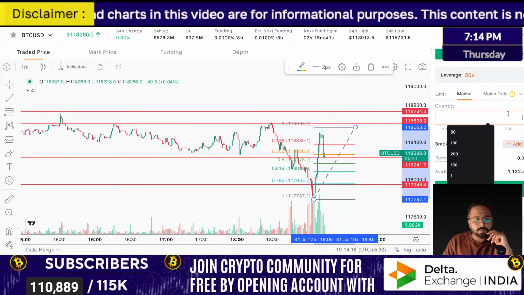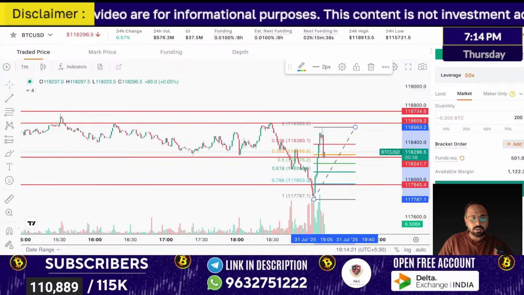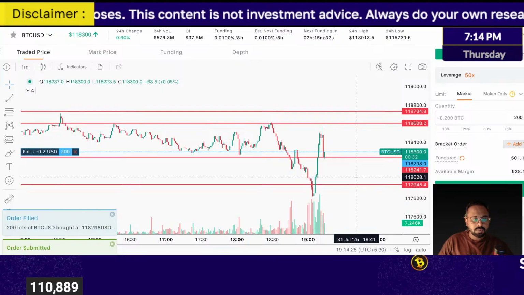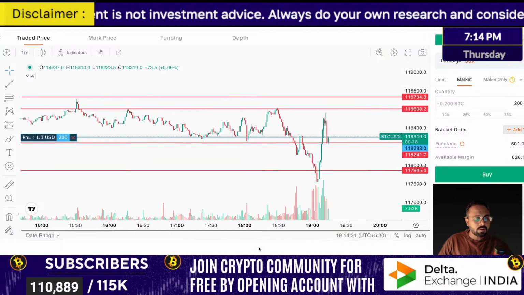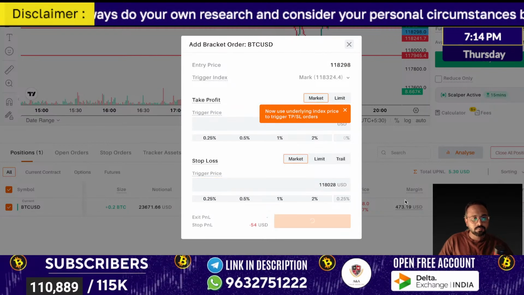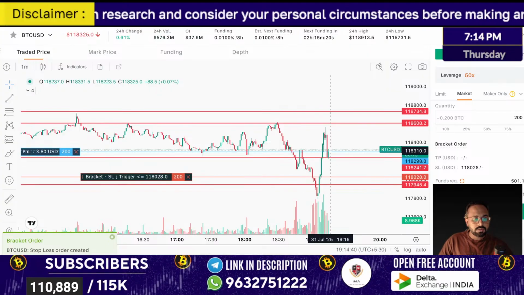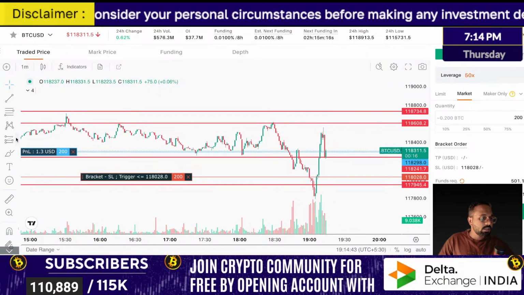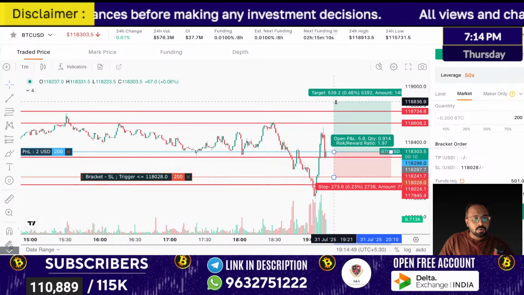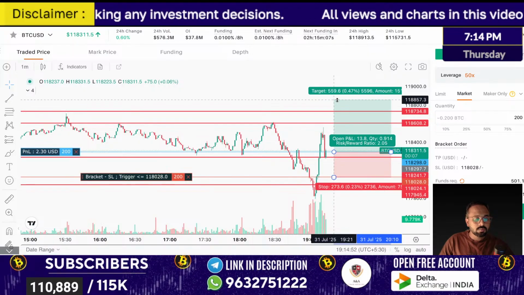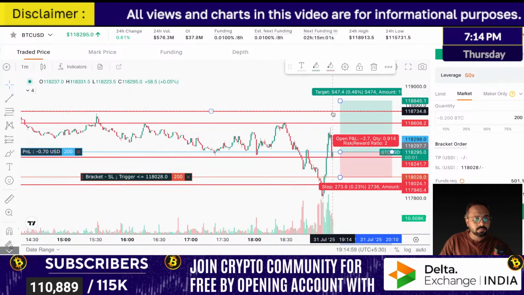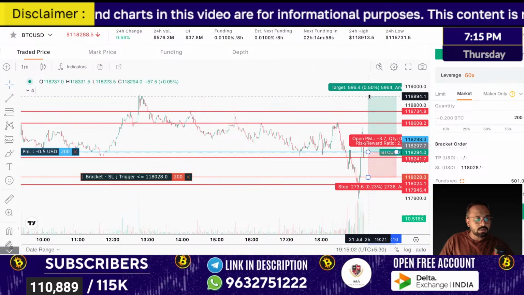382 level is a nice area. I will try now. Okay, placing a buy order here. So this is the level. Stop loss here. Okay, entry here, stop loss here, target 1:2. First I'll try for 1:2 up to this zone. Okay, I'll try up to this zone.